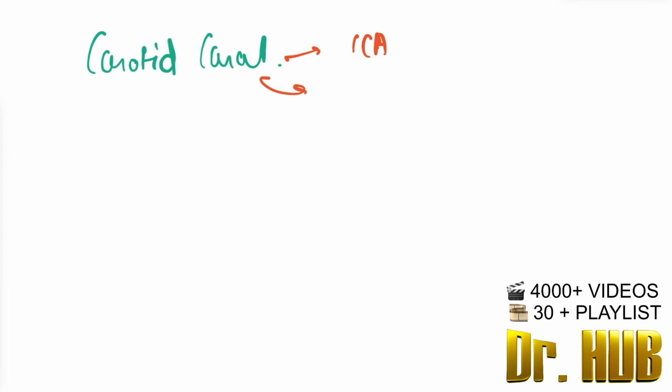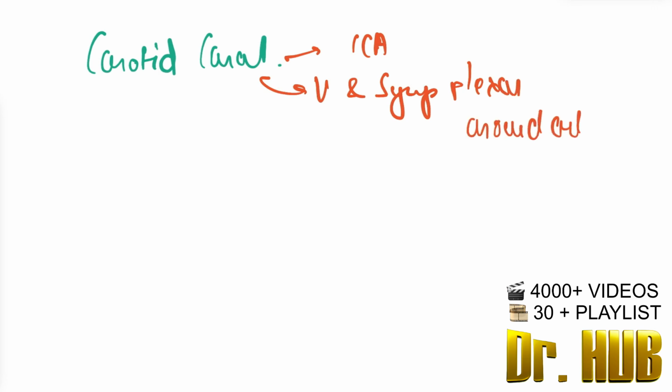Next we are looking at the carotid canal. The carotid canal will include the ICA. ICA stands for the internal carotid artery. Then also the venous and the sympathetic plexus, which will be around the artery.